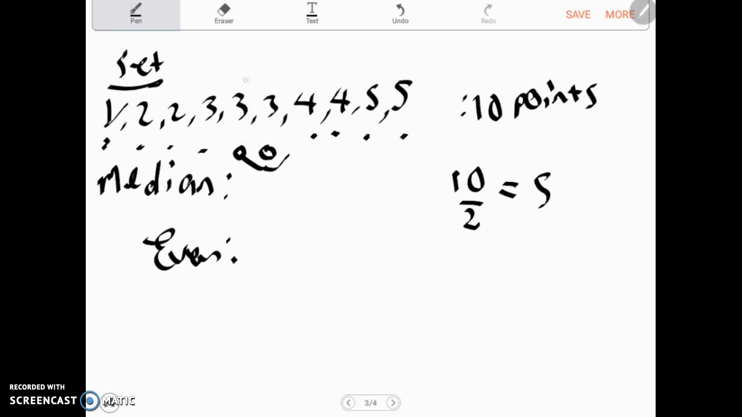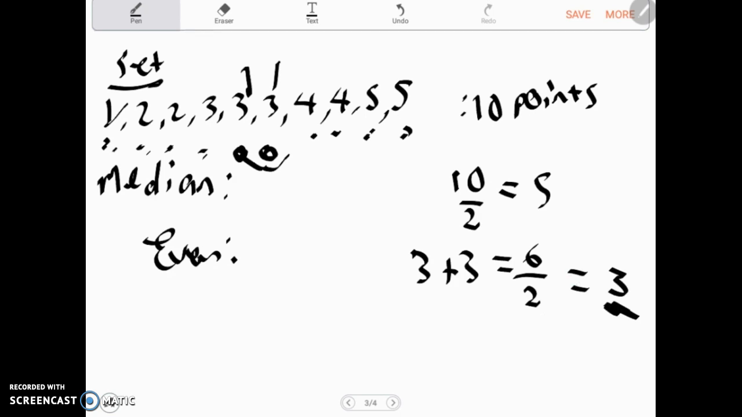So we go, okay, well, this number and this number were both the quote-unquote median. So remember we went 1, 2, 3, 4, 5, 1, 2, 3, 4, 5. So we've got 2 3's. So 3 plus 3 equals 6, divided by 2 equals 3. So our median is 3.